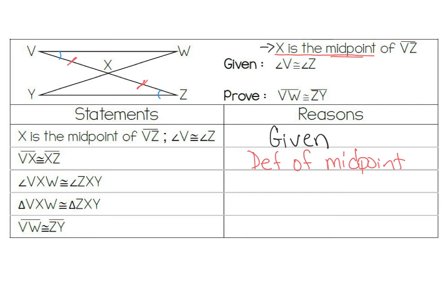So now our next statement is angle VXW is congruent to angle ZXY. Now, looking at the images, those are two lines that cross to form that X. So that means vertical angles are created. So the reason this statement is true is because that's the definition of vertical angles.